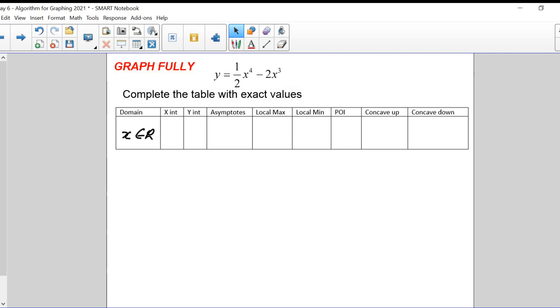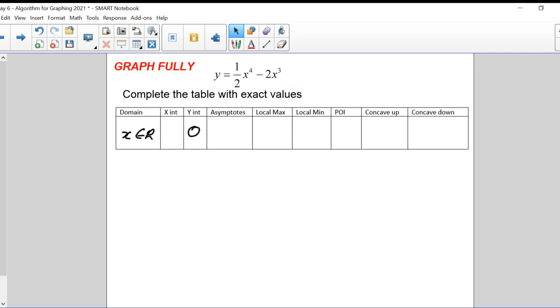Well, here's an easy one to do. What's the y-intercept? The y-intercept is 0. Can we agree on that? Plugging in 0 into this function gives us 0. So the y-intercept is 0. Now, I've said this to you before, I'm going to repeat it. If your x-intercept is 0, your y-intercept is also 0. If your y-intercept is 0, your x-intercept is also 0.